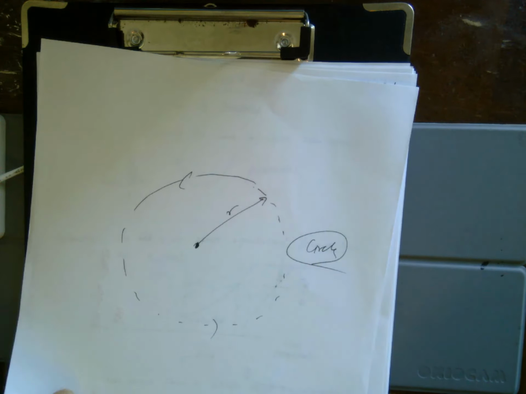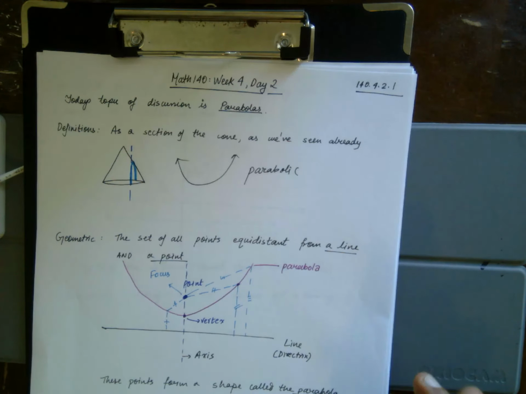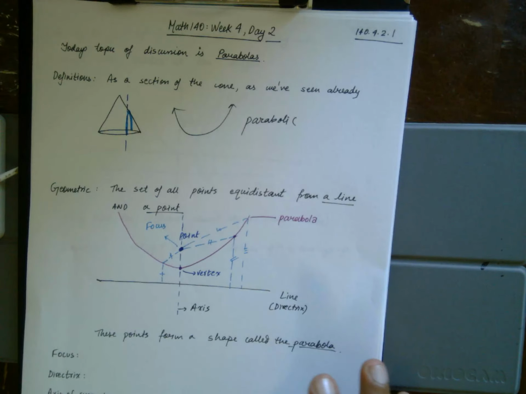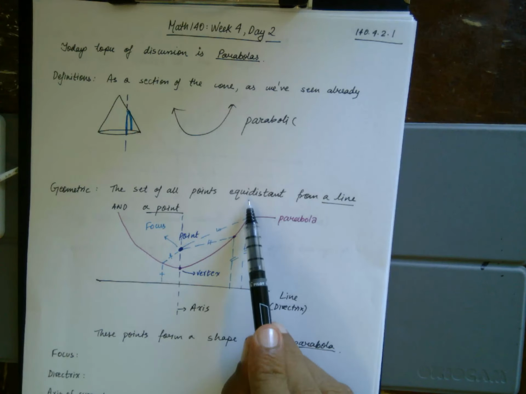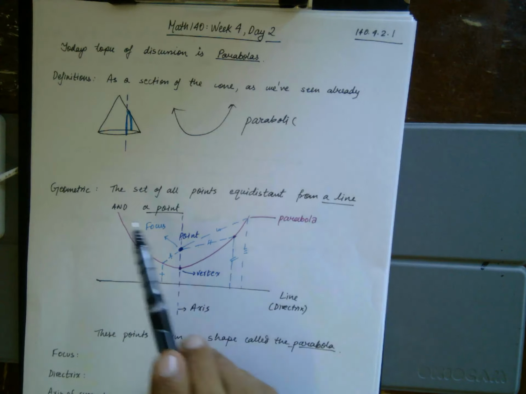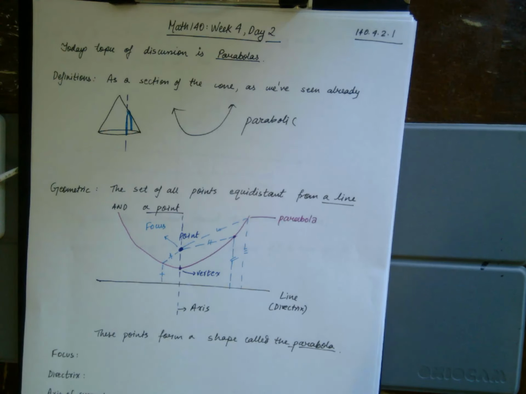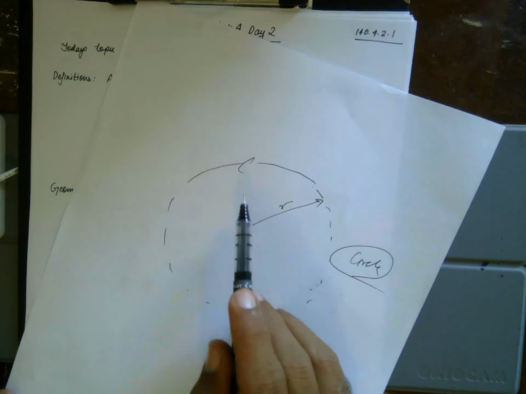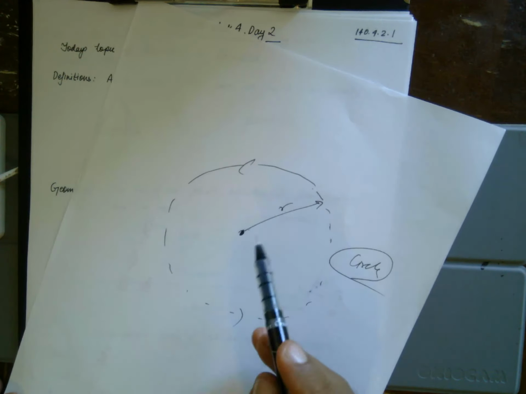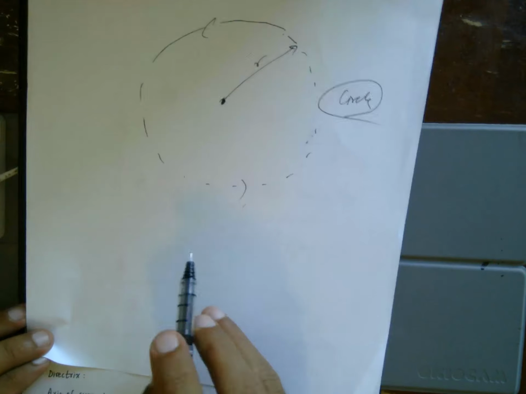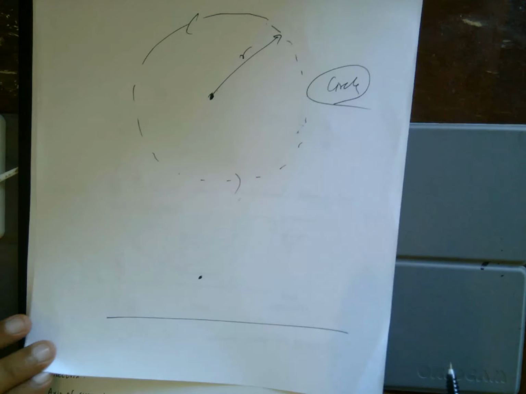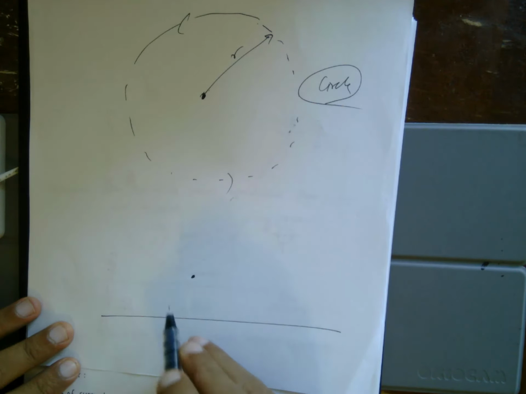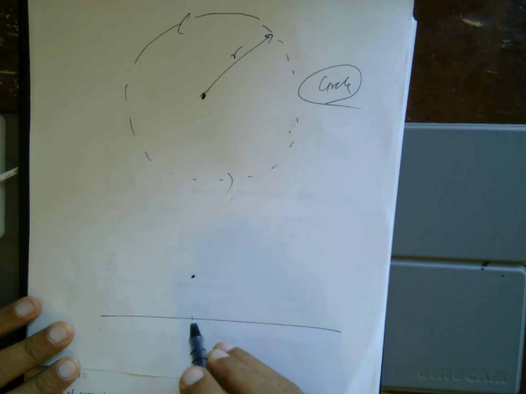So there's a similar definition for parabolas, except slightly more complicated, not too much. It says the set of all points equidistant from a line and a point. So compared to the circle, which is the set of all points at an equal distance from one point, for a parabola we take a point and a line, and ask for points which are an equal distance from both of them.